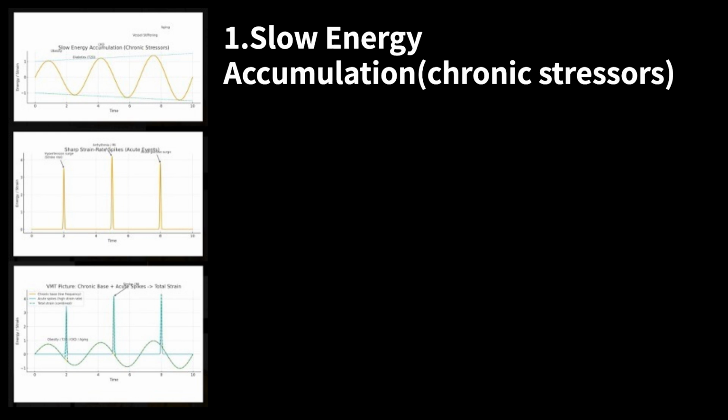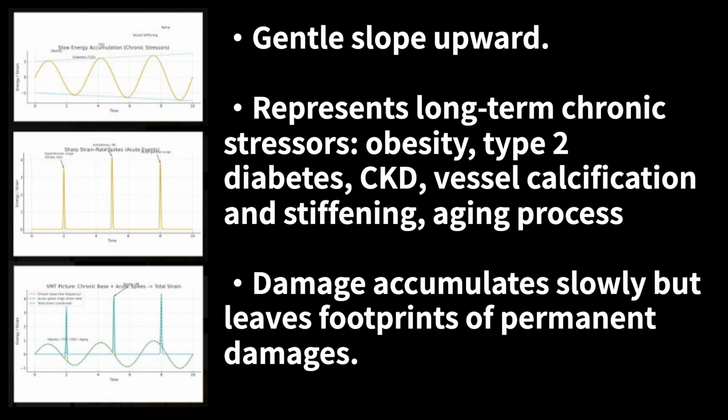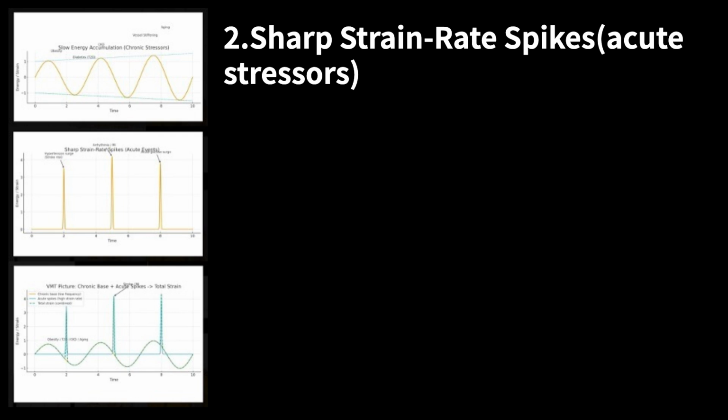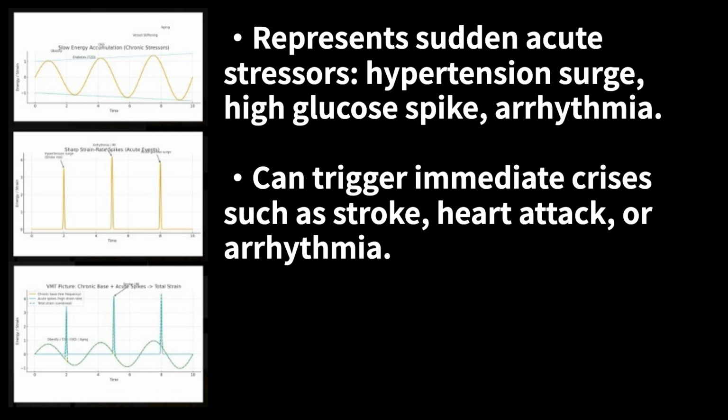Three diagrams. 1. Slow energy accumulation, chronic stressors. Gentle slope upward, represents long-term chronic stressors: obesity, type 2 diabetes, CKD, vessel calcification and stiffening, aging process. Damage accumulates slowly but leaves footprints of permanent damages. 2. Sharp strain rate spikes, acute stressors. Represent sudden acute stressors: hypertension surge, high glucose spike, arrhythmia, can trigger immediate crises such as stroke, heart attack, or arrhythmia.